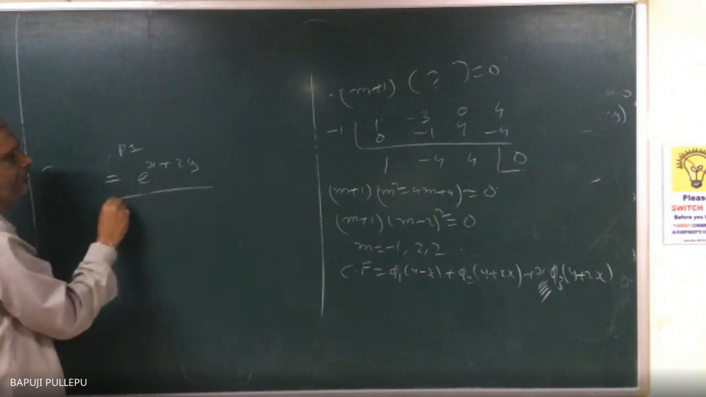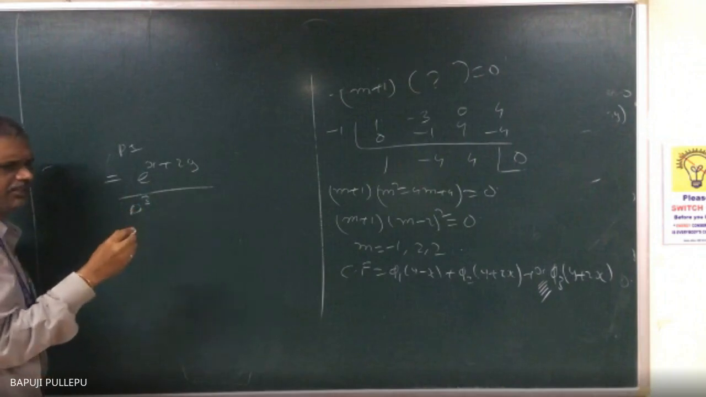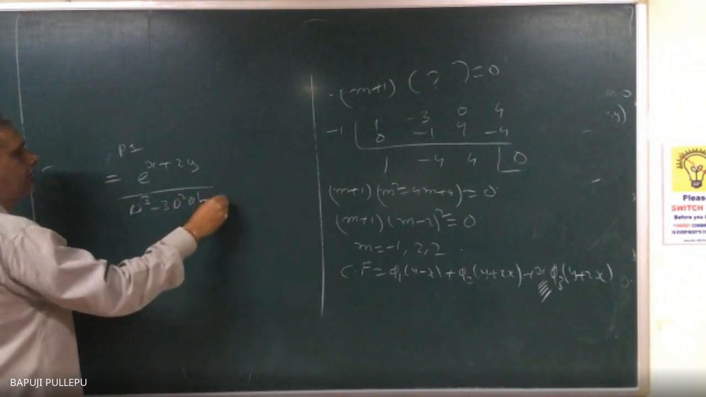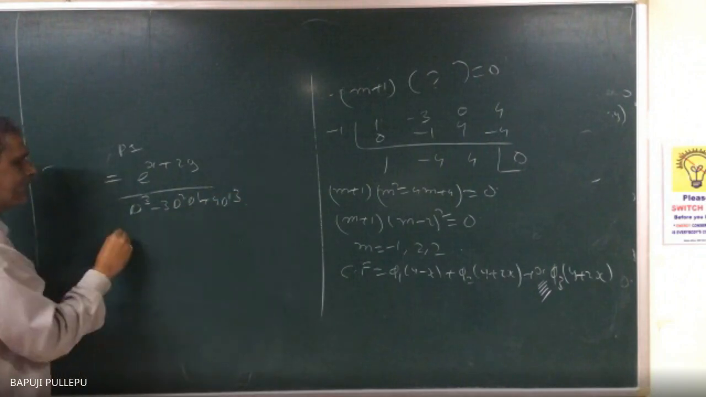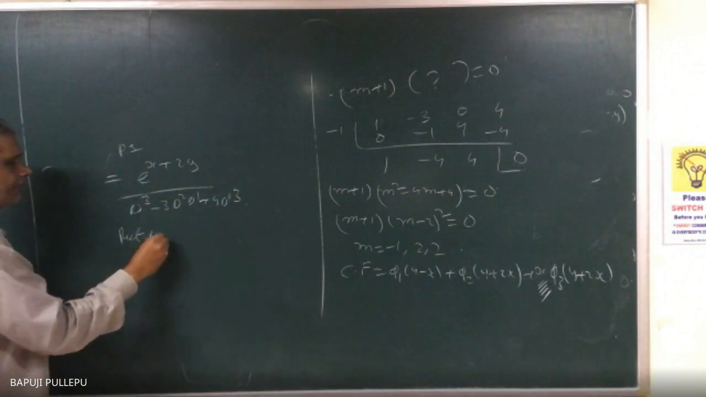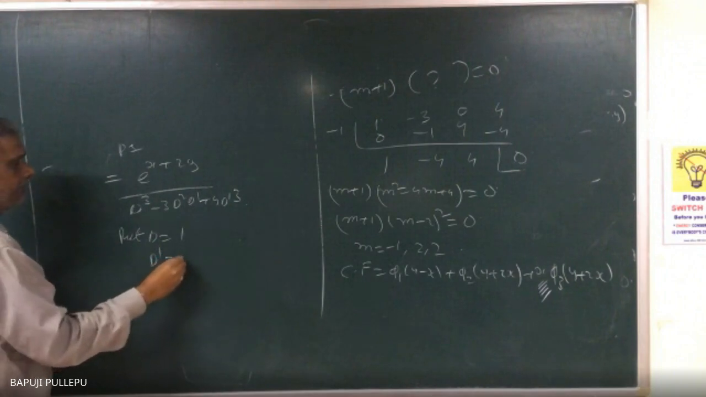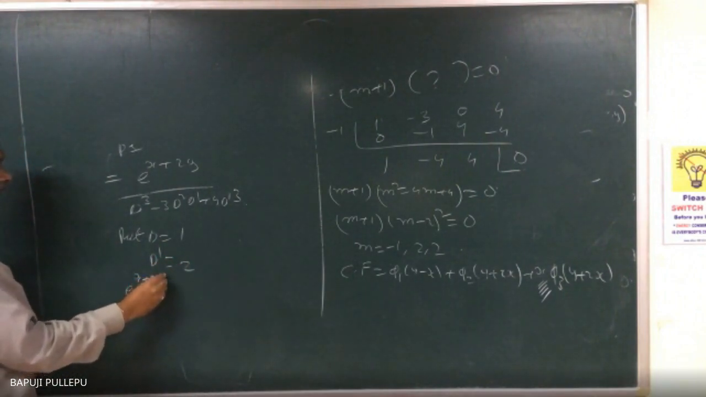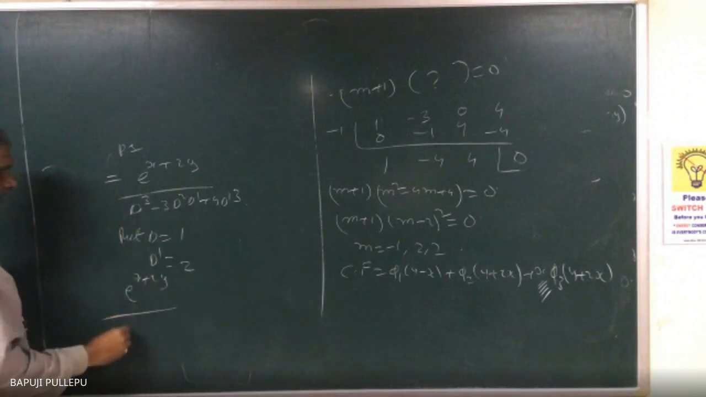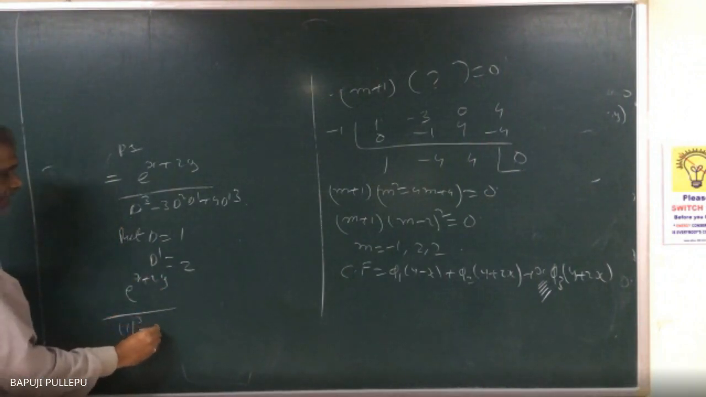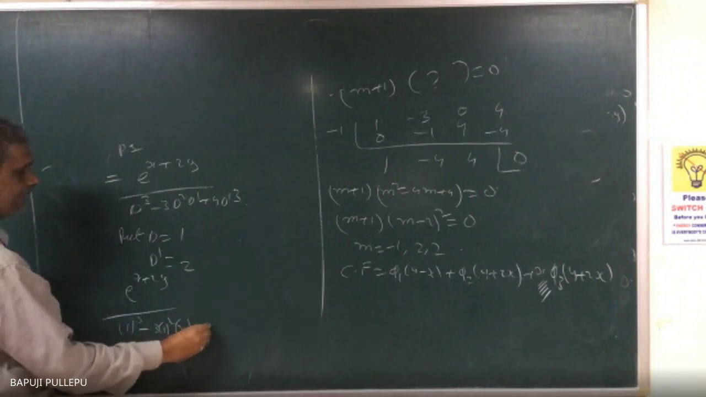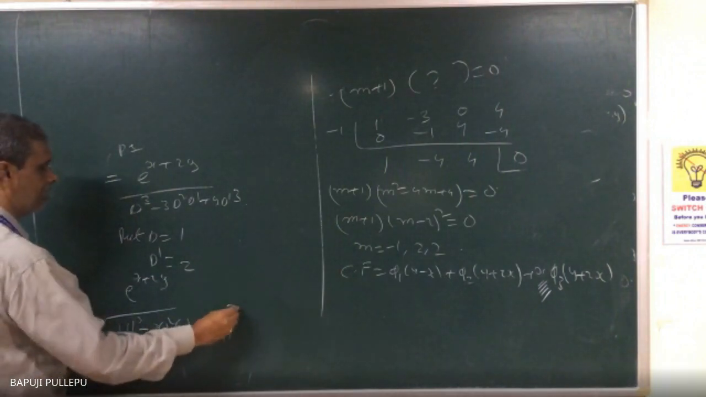x plus 2y divided by D cube minus 3D square D dash plus 4D dash 2. Now put D is equal to 1, D dash is 2y. Then e power x plus 2y. What do you get? This is 1 cube minus 3 into 1 square plus 2 plus 4 into 2 cube. What is the answer?